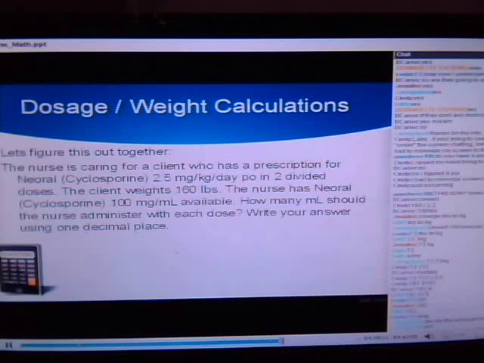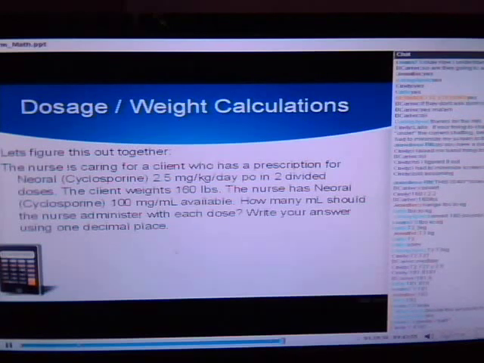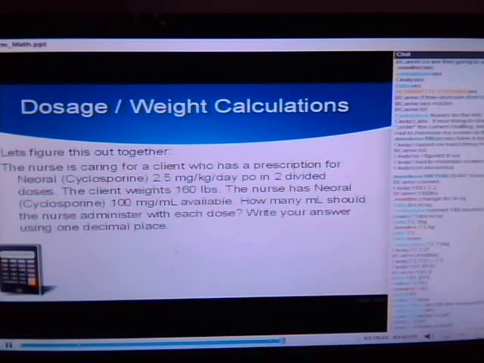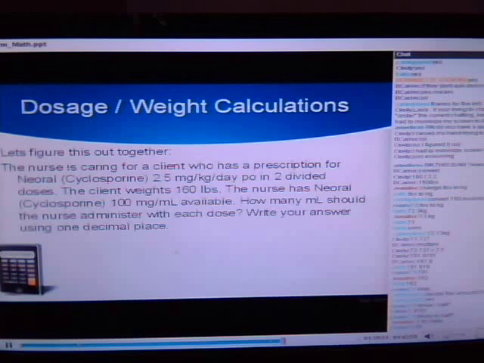But we're not done yet, because it says in 2 divided doses. So if we take the 1.82 and divide it in half, what do we come up with? You're right, 0.91. Now, you're right, because we have to pay attention to the 2 divided doses. Now, are we done there?